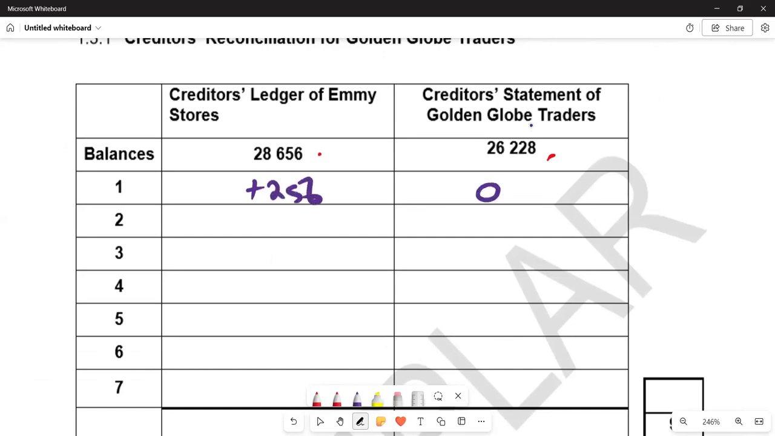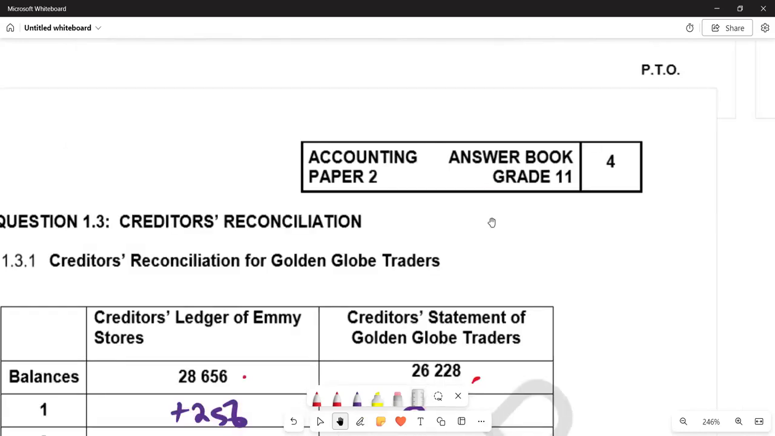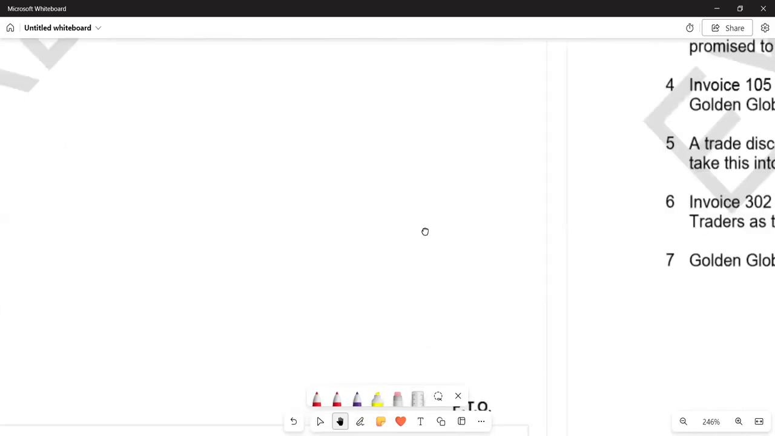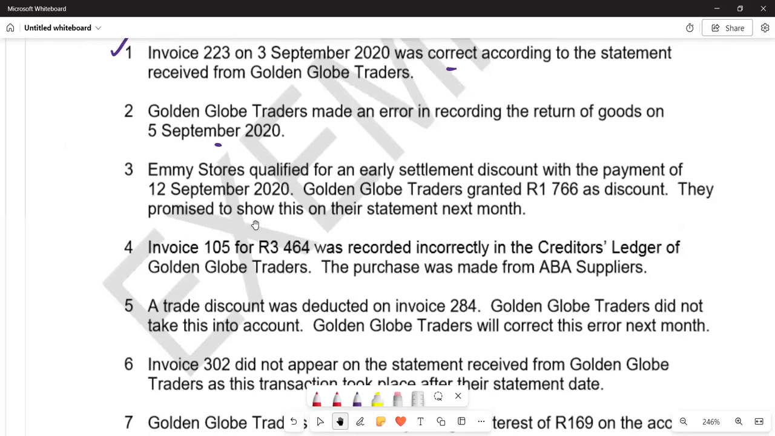But here we have no effect. So we can just maybe put a 0. Then I will go to the next error, which is our error number 2. So if you come to error number 2, it reads Golden Globe Traders made an error in recording the return of goods on 5 September 2020.